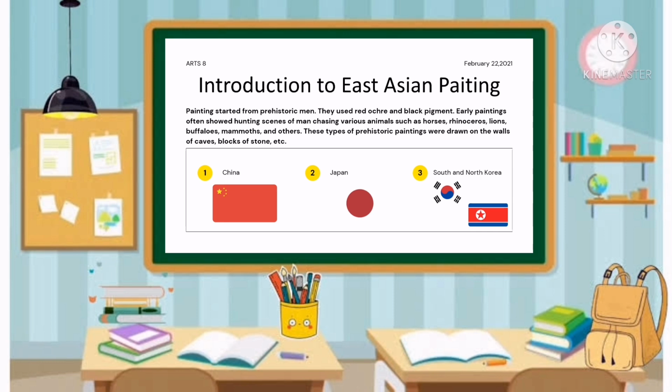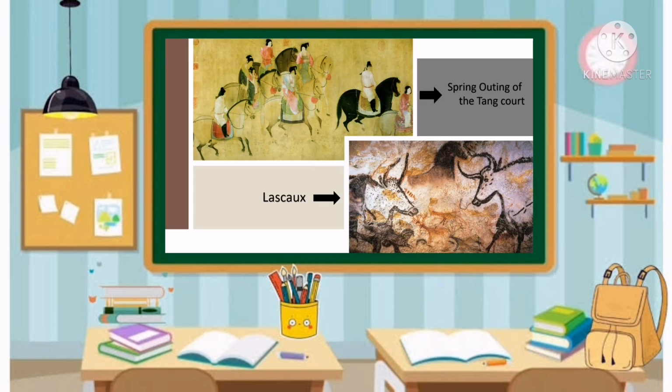We will only focus our lesson on these 4 countries: China, Japan, South Korea, and North Korea. These are examples of the early paintings of the Chinese: the Spring Outing of the Tang Court and the Lascaux.